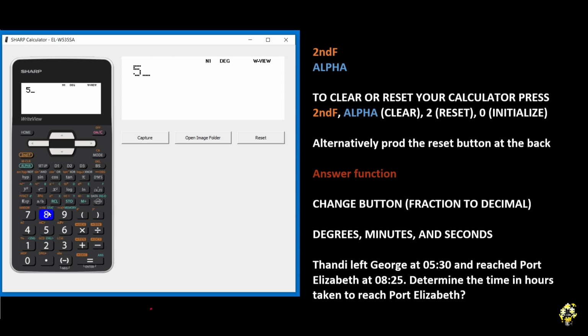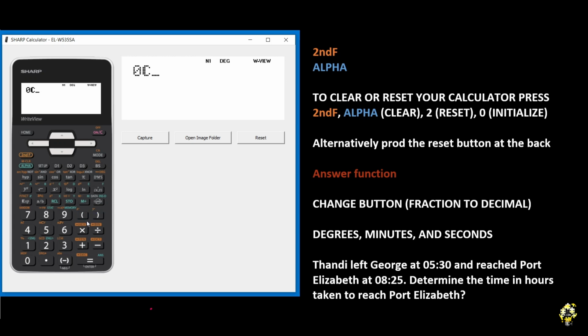Well, I have to ask myself, what's the color of the function that I want to see on my screen, or the function that I want to use? In this case, it's orange. Remember, second is orange, alpha is blue. Therefore, we must first click second, and then we press 5. You see, instead of a 5, now I have a C. So that's how the second function works.